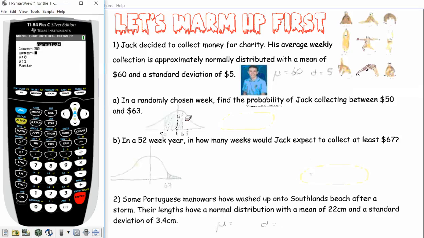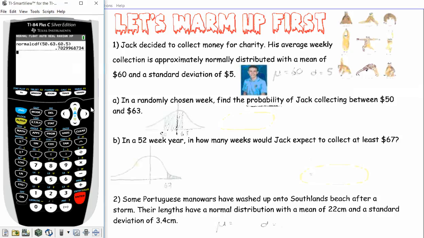Our upper bound is the higher bound, $63. So let's type in 63. Our mean is $60. And our standard deviation is 5. That's going to help us find the area under the graph, which is also the probability.